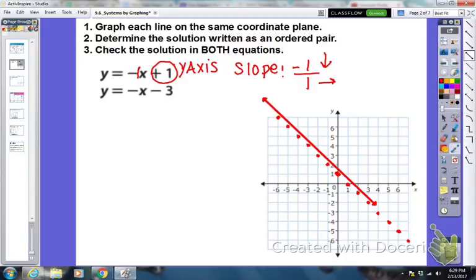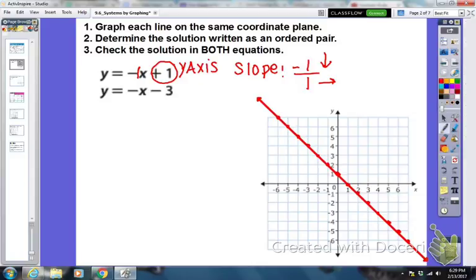Connect those dots with a straight line. That one's bad. Let's try again. Here we go. Let's try it one more time. Sometimes this technology isn't the best. Here we go. There we go.